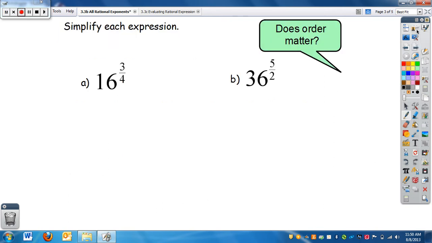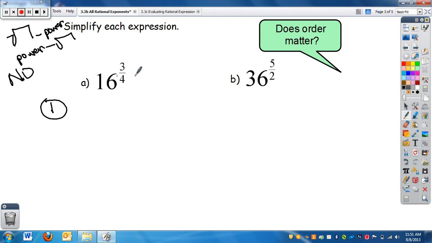Alright, so we're going to simplify expressions using these rules. And one thing, I have this question, does the order matter? Does it matter if you do the root and then the power, or the power and then the root? And the answer is no, and I'm going to show you that. However, there is one that seems to be easier than the other in most situations. So I'm going to show you both ways. So here's number 1. We're going to do the root first and then the power.